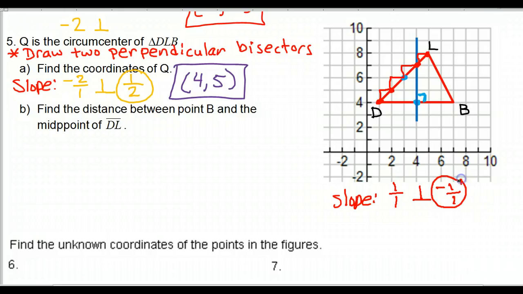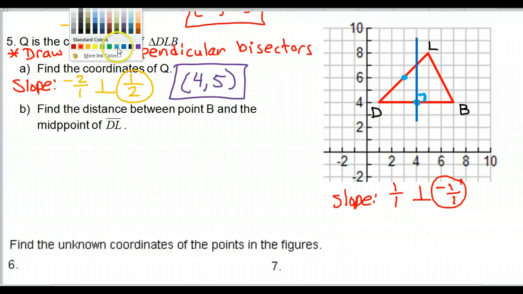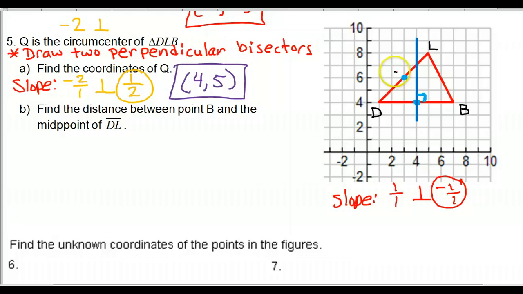So this is the slope that I will use to draw my perpendicular line. Now let me erase some of this stuff that I don't need anymore. So starting from the midpoint, I'm going to do my negative 1 over 1. That's down 1, right 1 from here. So if I go down 1, right 1, kabam! That's the answer, but I will continue.